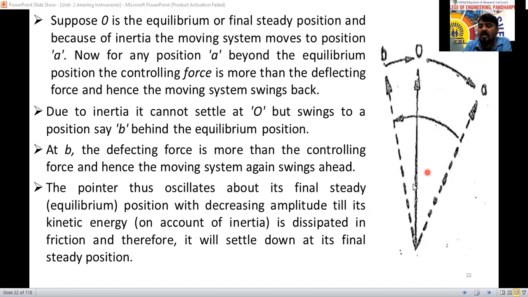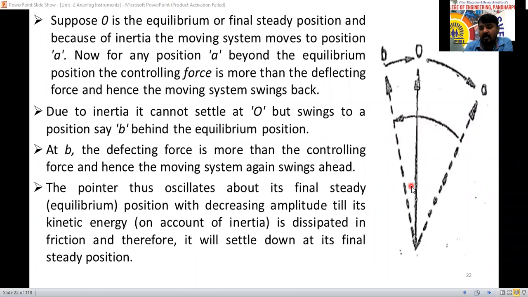With the A B movement repeating, it will slowly reduce its speed, and after some time it is going to settle at 0 value, at the final steady value here. Now the pointer thus oscillates about its final steady position with decreasing amplitude. Now the amplitude here is more, and again it goes down. Decreasing amplitude till its kinetic energy is dissipated in the friction, and therefore it will settle down at its final steady position after some time here.